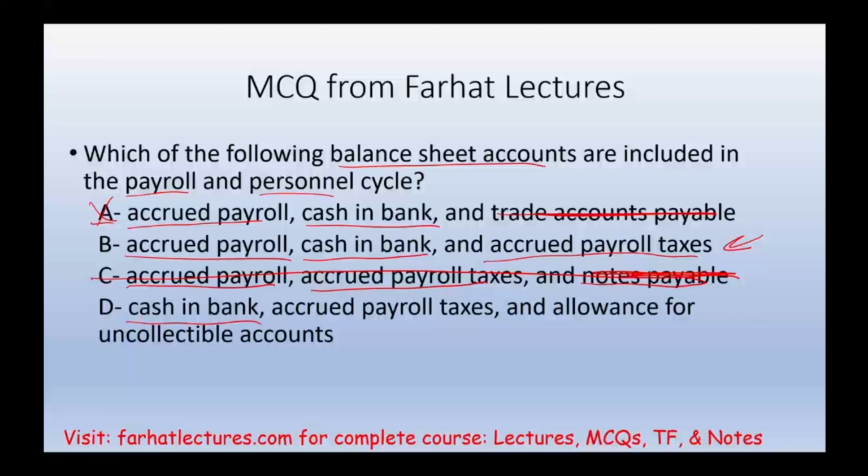Cash in the bank, always, practically in every cycle. Accrued payroll taxes, yes. Allowance for uncollectible, no. It's for account receivable, therefore D is out. Indeed, B was the correct answer. Accrued payroll is part of the payroll and personnel cycle, and cash in the bank, practically, if you notice in all the answers we had cash in the bank, and accrued payroll taxes are all part of the payroll cycle.